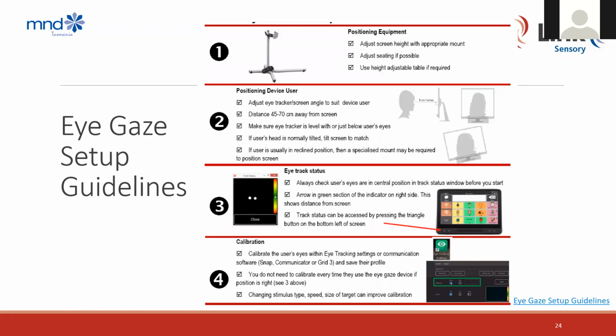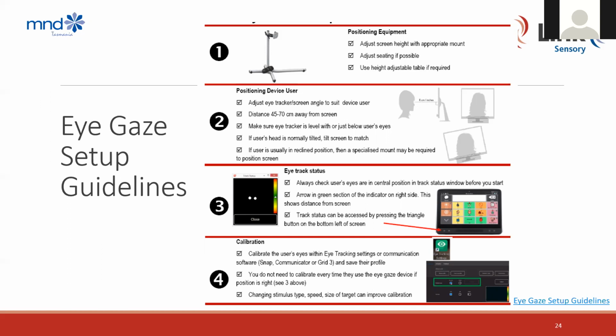And so their eye gaze setup is really key to successful eye gaze use. We are going to go into the detail of this in our next webinar. But basically, there are resources available for you when you are setting up eye gaze. We want to position the equipment correctly, with lots of different considerations there. We want to check that the eyes are being tracked appropriately, and then we want to calibrate the device so that it tracks our eyes more accurately.